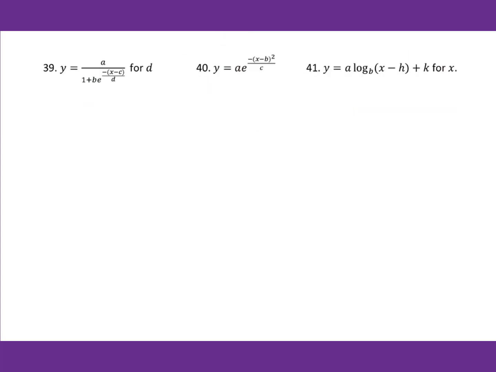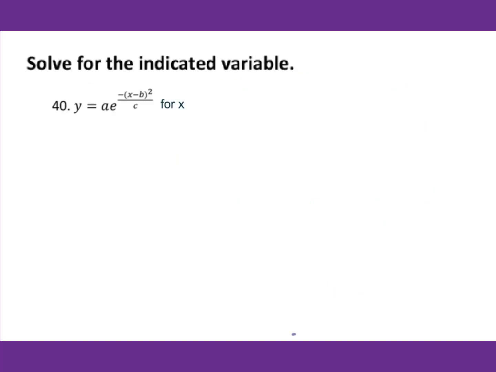Now let's go to 40. We look for x for this formula. First of all, we know this is an exponential equation. We need to isolate this exponential form on one side. Therefore, we divide by a on both sides. We got y over a equals e to the negative x minus b squared over c.